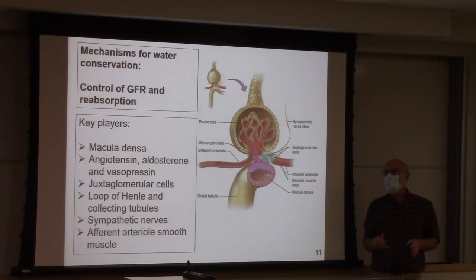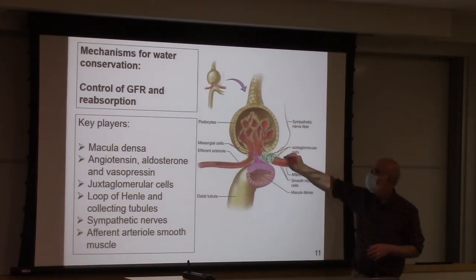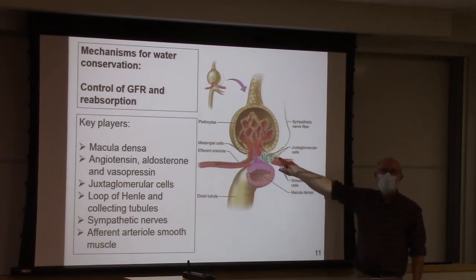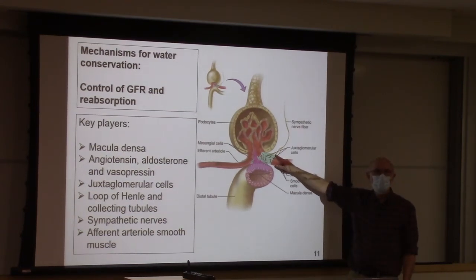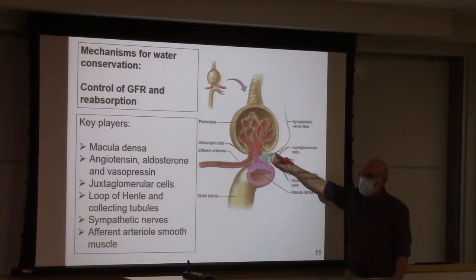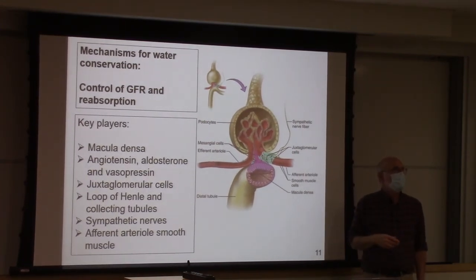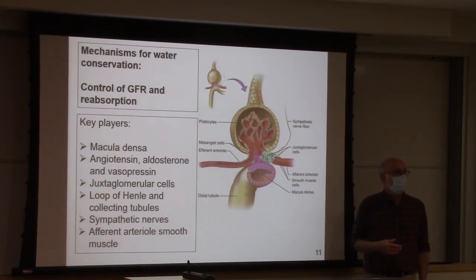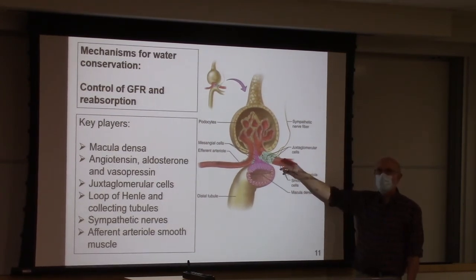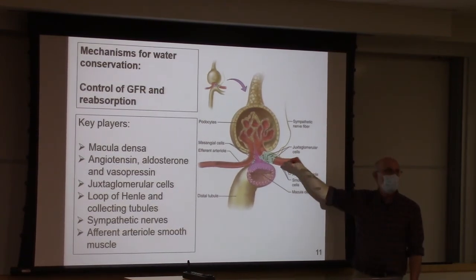So I'm trying to put it all together. Sympathetic nerves, constricting afferent arterioles. What G protein story am I thinking of when I think of sympathetic neurons constricting afferent arterioles? Gq. What neurotransmitter? Norepinephrine and epinephrine. Gq story, contraction of the smooth muscles, constriction of the afferent arterioles.